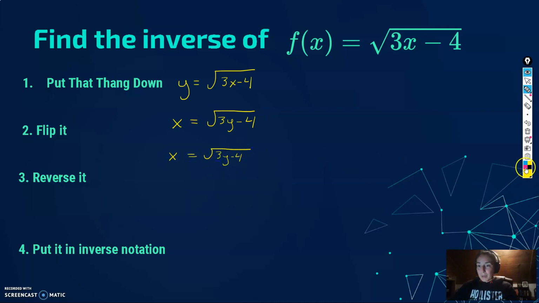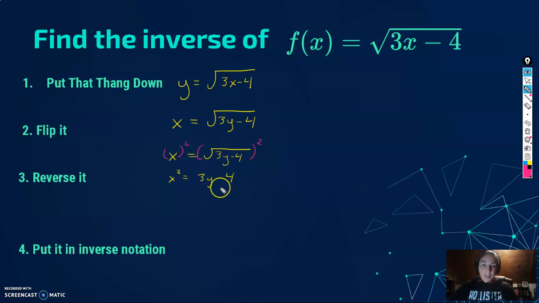I need to get that square root away. What's the inverse operation of square rooting something? Squaring. So we square, and we get x squared equals, now the square and the square root cancel out, so that thing basically just pops right off. x squared equals 3y minus 4.